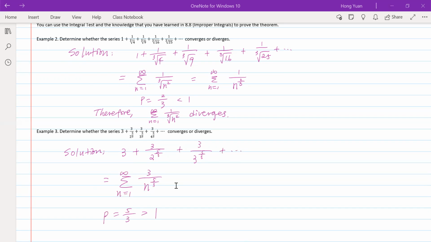So therefore, this series converges. You can copy the 3 plus 3 over 2 to the 5/3, or we just write a summation, it's easier. The summation of 3 over n to the 5/3 as n equals 1 to infinity converges.